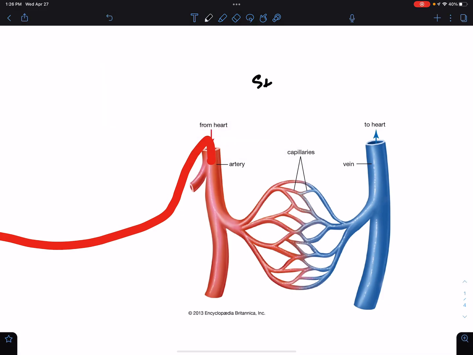Simple diffusion. All right, so, hey guys, I have snacks.